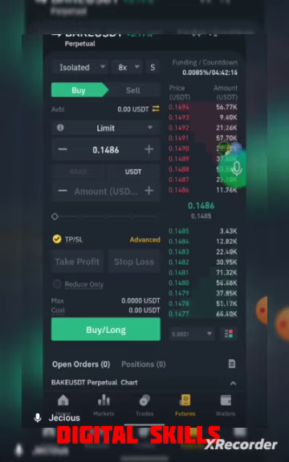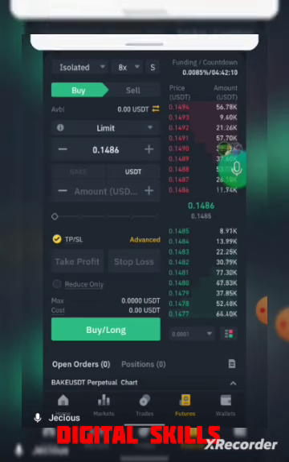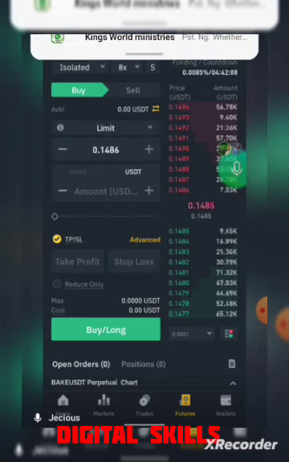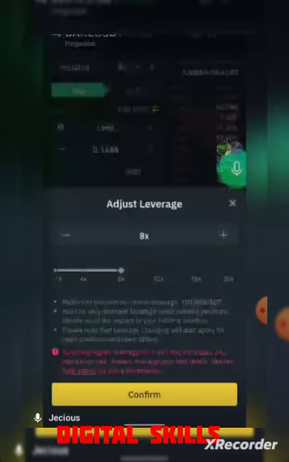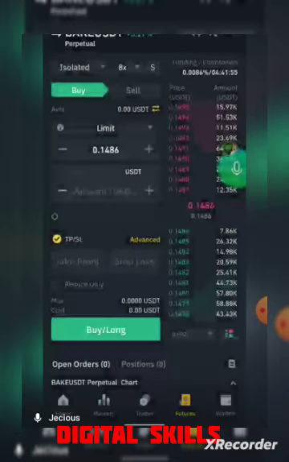Isolated will only trade with the amount that you decide to trade with. After that, you are going to see the leverage, which is currently on 8x. The higher the leverage, the higher your profit. The higher your leverage, the higher your risk. That is leverage. After that, you see buy.